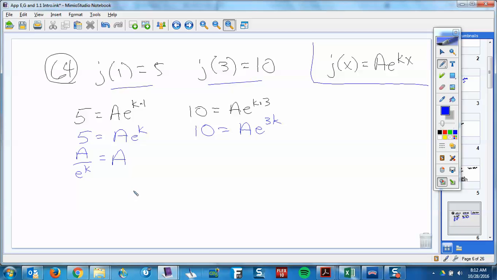Now what can I do with that? Oh wait, I just did something wrong. Not a, 5 over e to the k. And now what can I do with that? Put that right there for that a. So we got 10 equals 5 over e to the k times e to the 3k. Now what can you do with that?